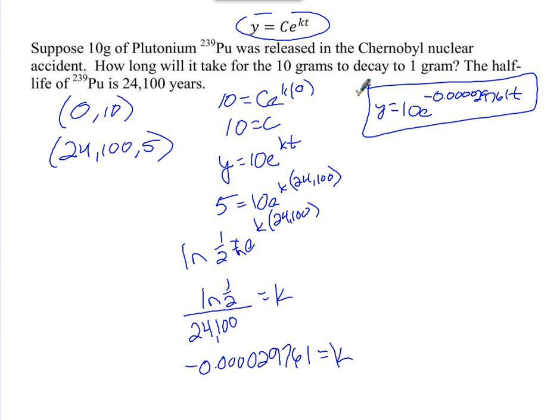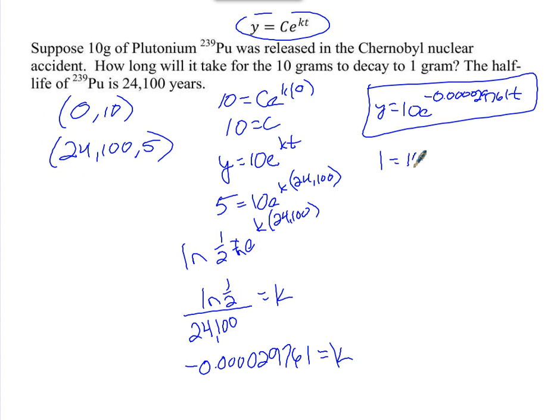I'm putting a box around it so that it pops out of the page at me. A lot of times these problems will ask you to write the equation, which you have to do anyway, and then find the answer. So how long will it take 10 grams to decay to 1 gram? What do we do? Put in 1 for y, because y is the grams. T is time. We're looking for how long, so we've got to solve for t.